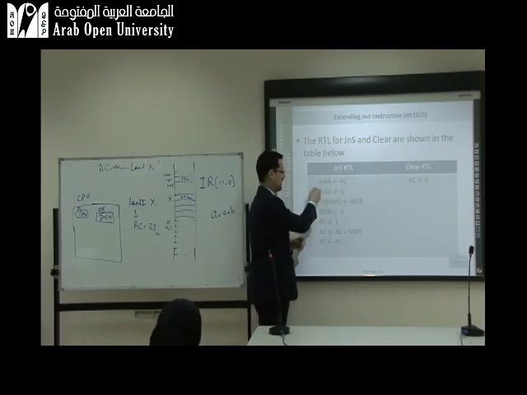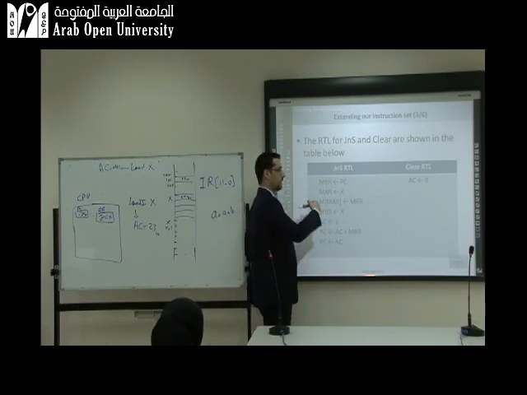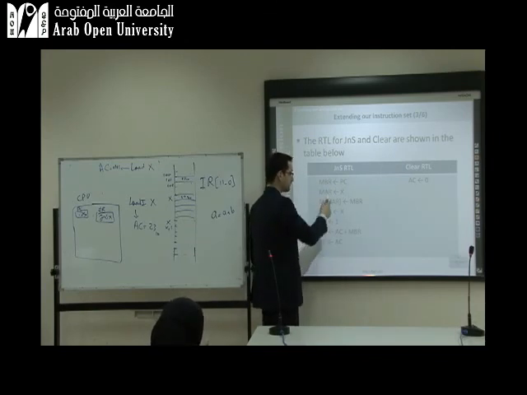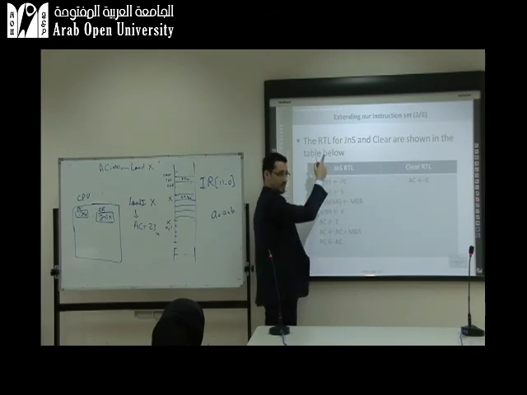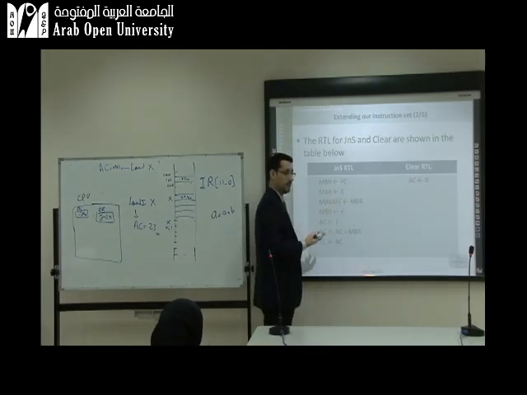Now, jump and store: we need to go to address X, store the content of the PC there, calculate X plus 1, and store it in the PC. So what we want to store, the content of the PC at address X, should be written inside the MBR. So we will store the content of the PC inside the MBR, address X in the MAR, and what we store at address X is the content of the MBR, which is the PC. So we are storing the PC at address MAR, which is address X.